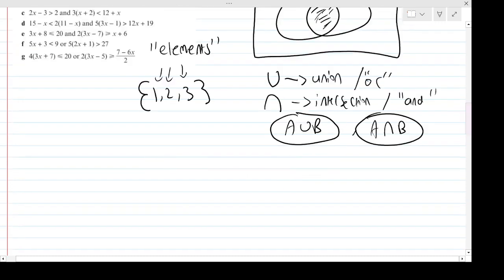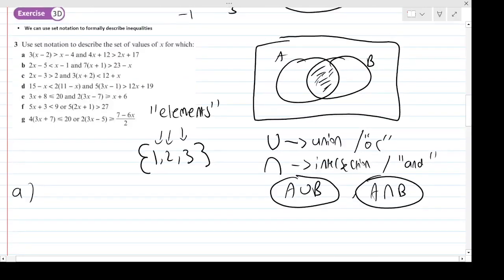Okay, I'm going to leave that there now. I'm going to do my answer here then. So, part 8, it's asking us to use set notation to describe this set of values of x.